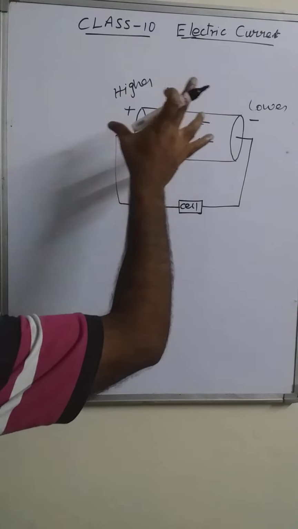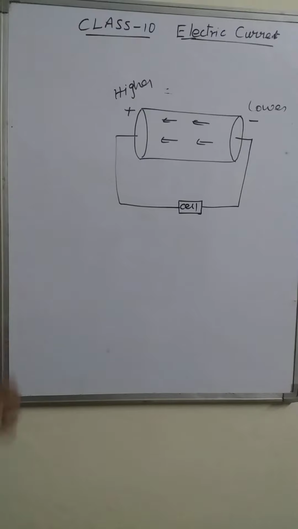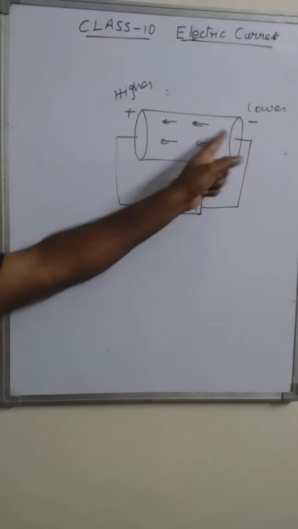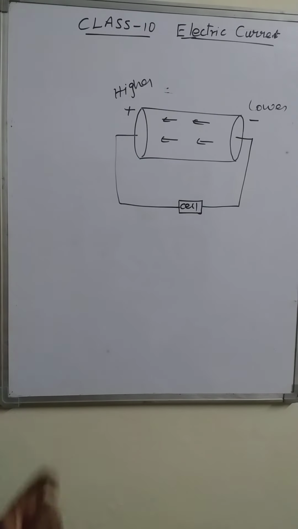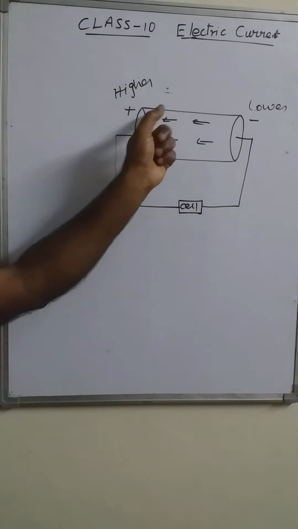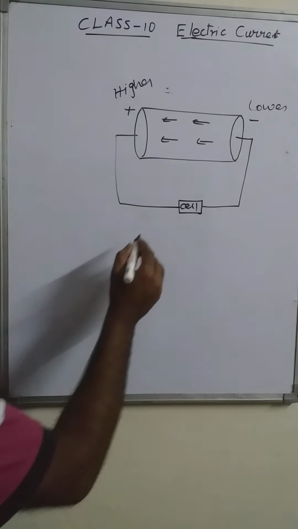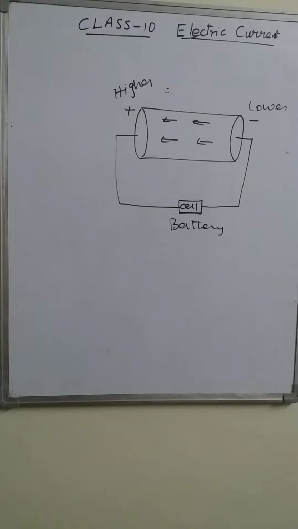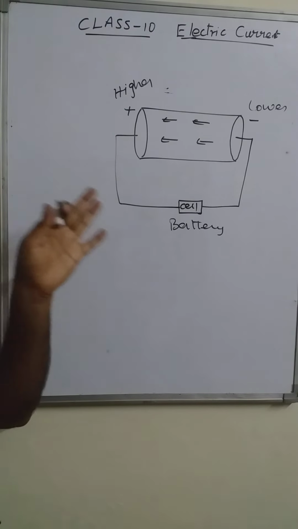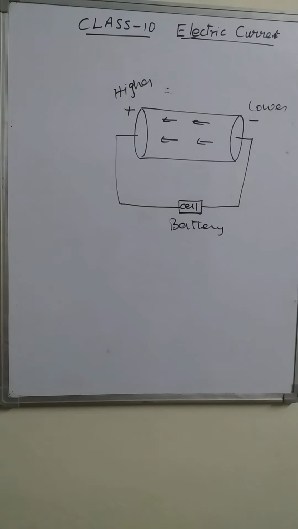So to establish this potential difference, the cell is connected. Always, for the flow of electric current, the potential difference must be developed across the terminals of the conductor, then the electric current flows. So to develop the potential difference, we are using the source, cell or battery. For what purpose is the cell or battery used? Just to develop the potential difference across the terminals of a conductor. We use these sources.